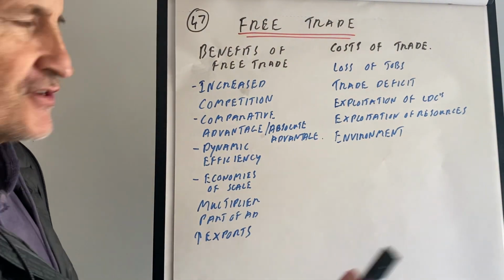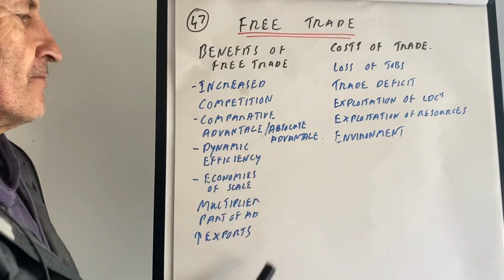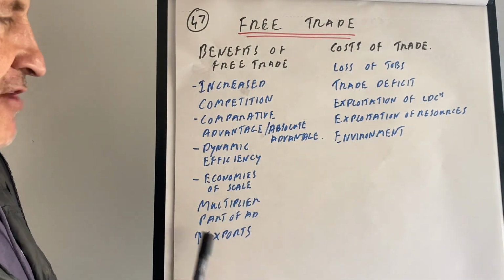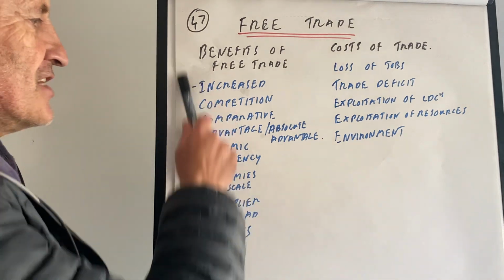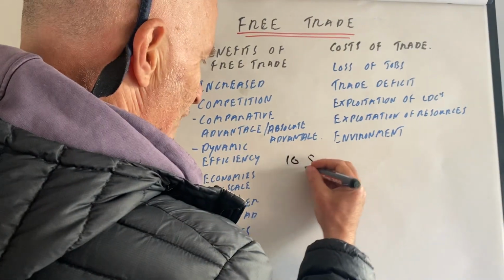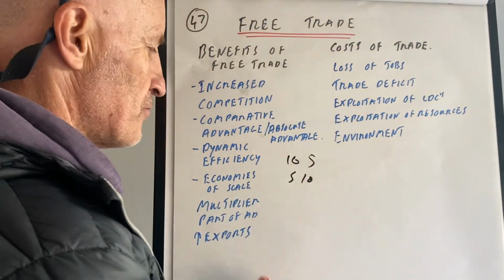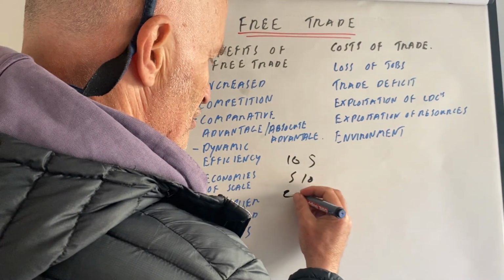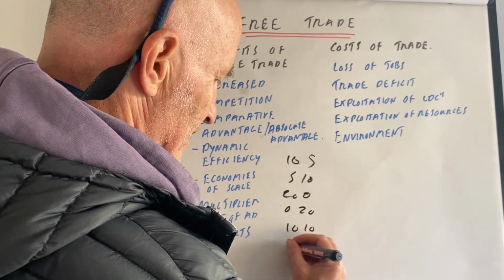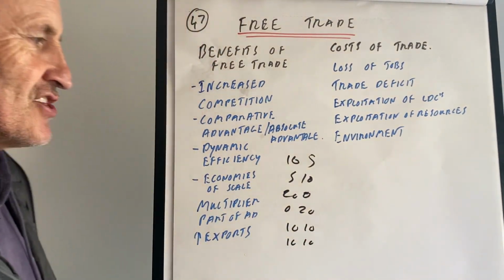Okay, free trade. Benefits of free trade. Increased competition, comparative advantage, dynamic efficiency, economies of scale, multiplier accelerator if you have export-led growth. So these are all the benefits. You can remember absolute advantage, really easy: 10, 5, 5, 10. You trade between the opportunity cost ratios, then you go to 20, 0, 0, 20, and then you go 10, 10, 10, 10. And this proves that trade is a good thing.